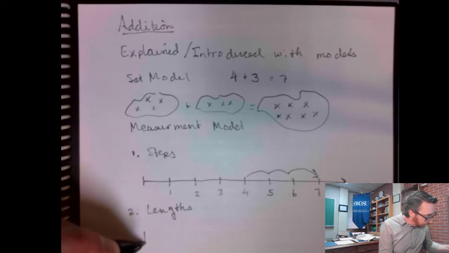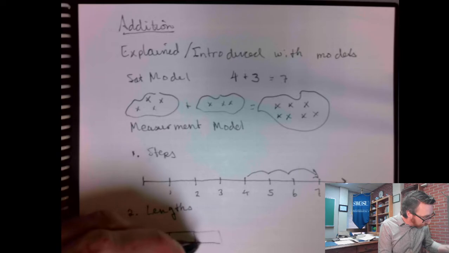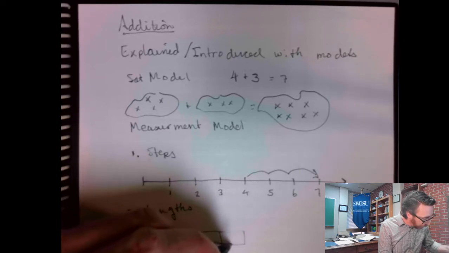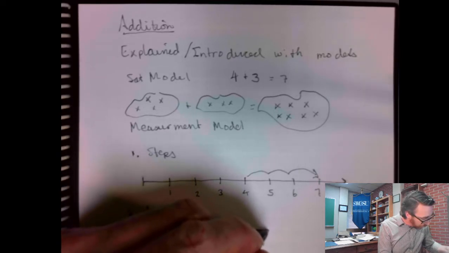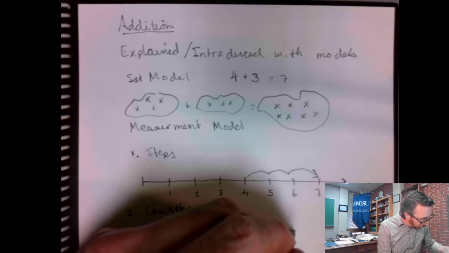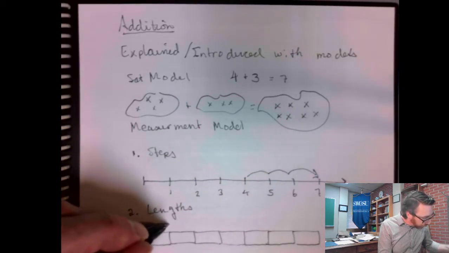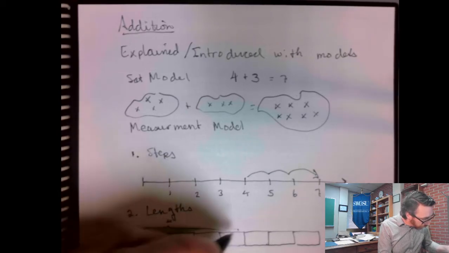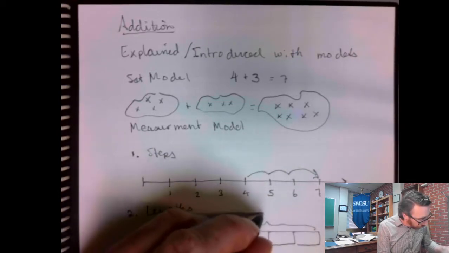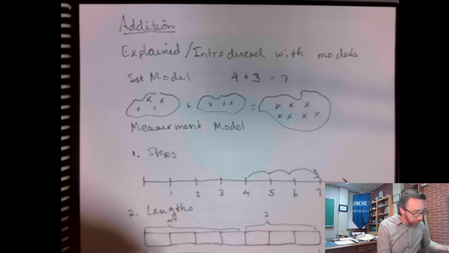Okay, so we could also visualize this as lengths of bars or sticks, or however you want to think about it. Okay, so here's your four lengths, and your 3 lengths, and then you can see together you have a total of 7 of these.